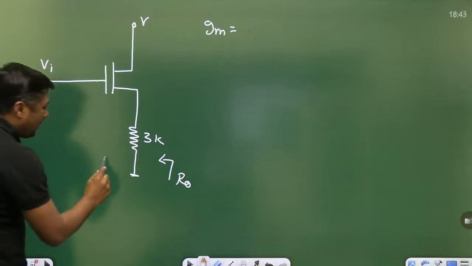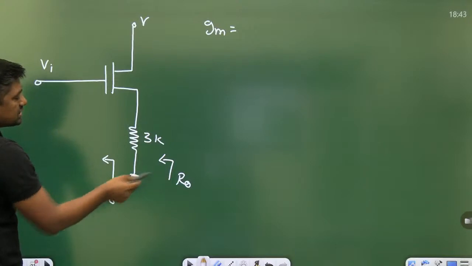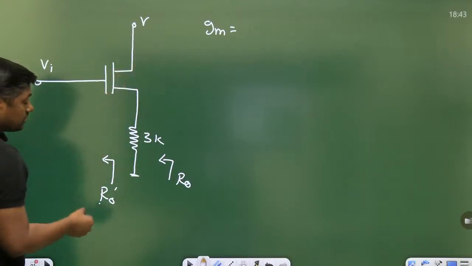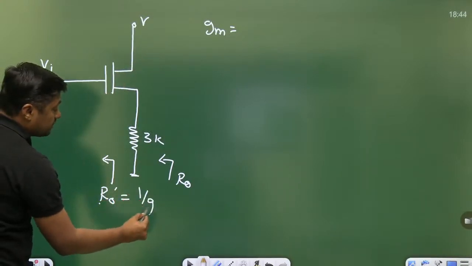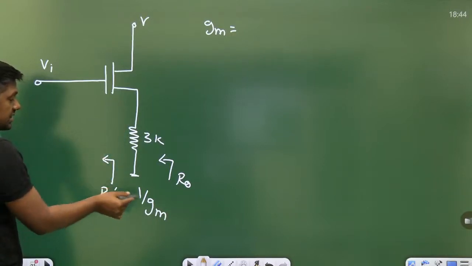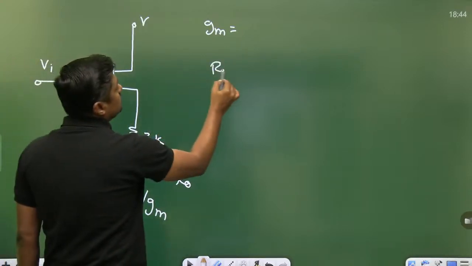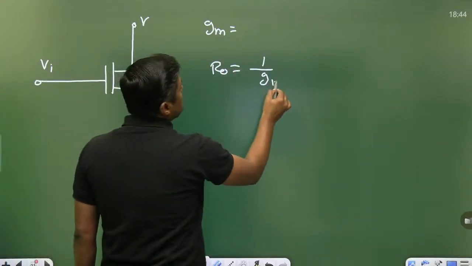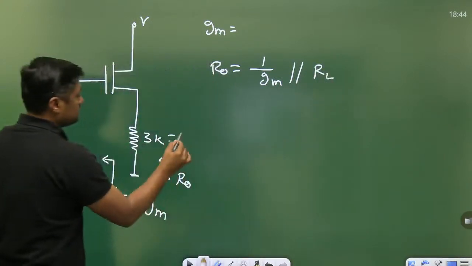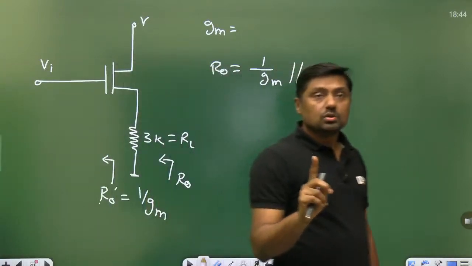My dear, first of all you have to find R0 dash here. This is R0 dash in parallel, and R0 is the output resistance. So what is this R0 dash? Only gm is given. So already I have given: the answer is 1 by gm. So up to this point, the Thevenin's or Norton's resistance is 1 by gm. This 1 by gm parallel with the 3 kilo ohm, called RL, is the value of R0. Okay, so this is a 1 mark question.